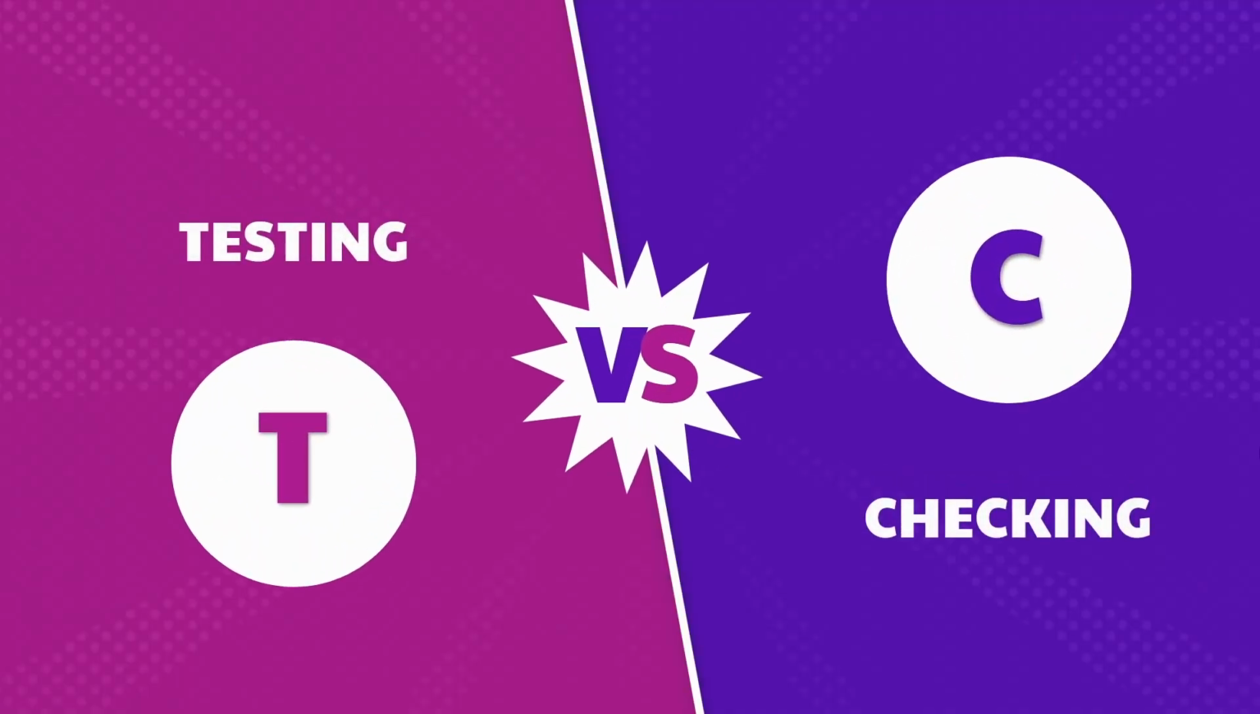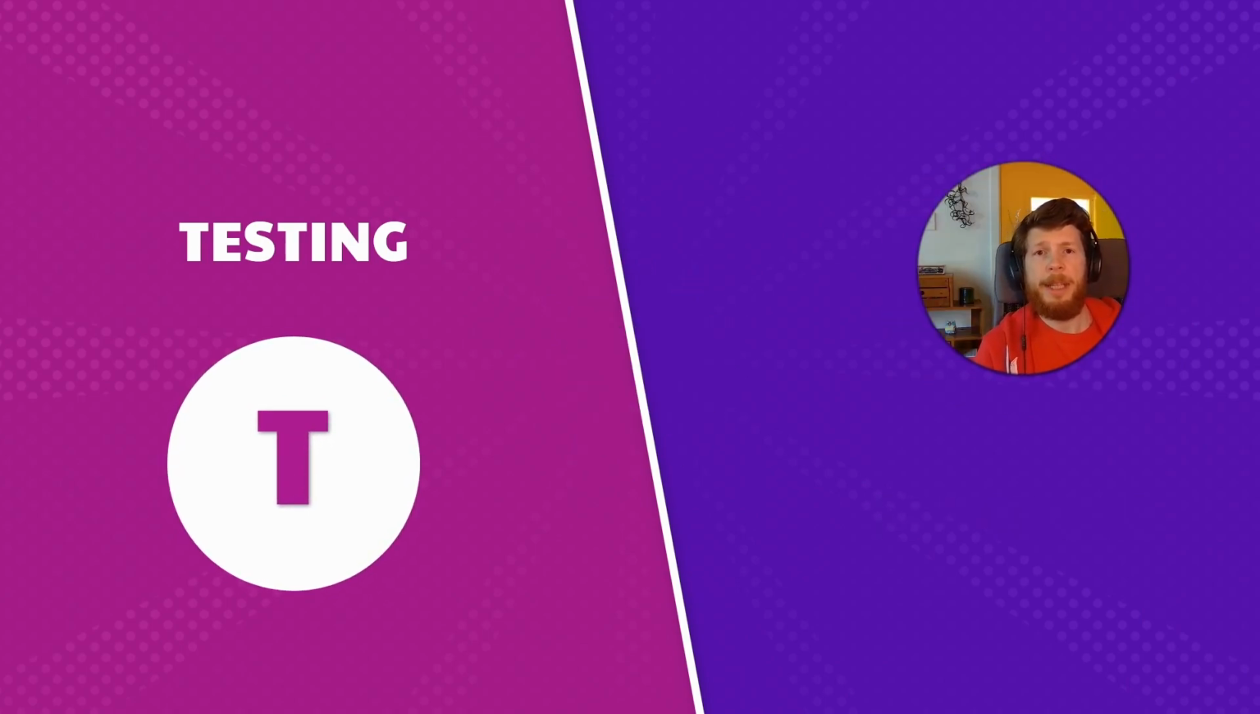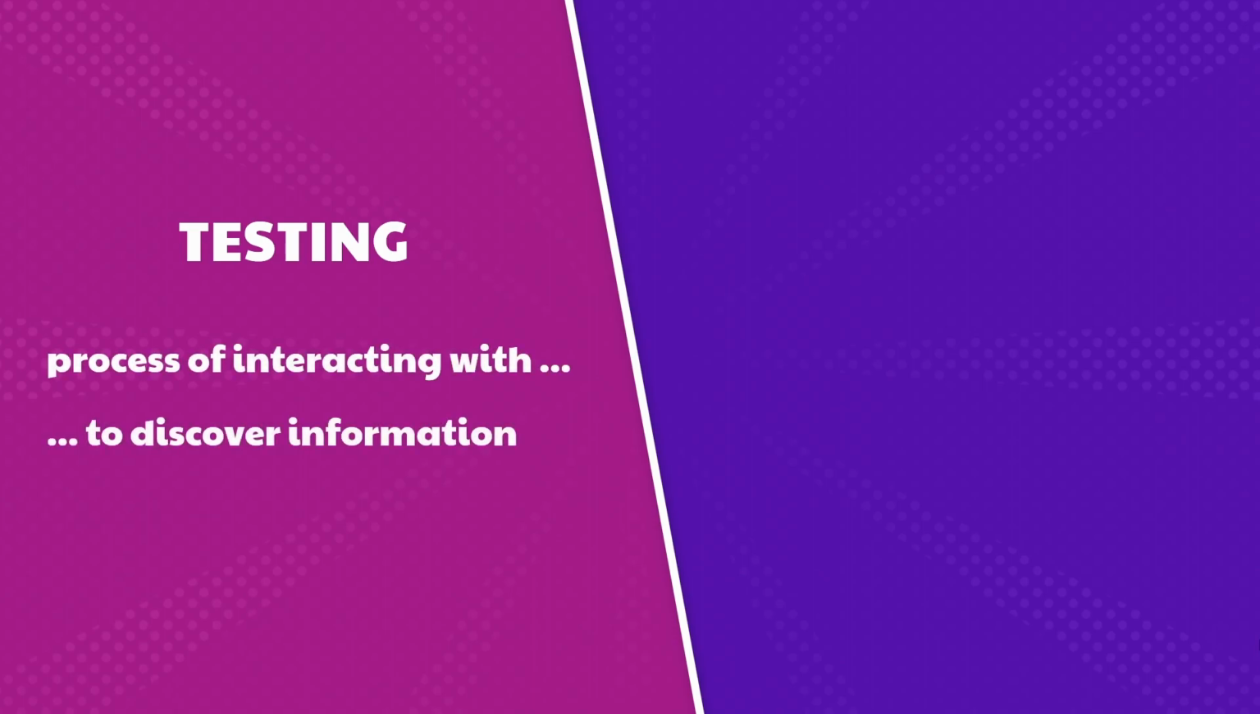Round 2. Testing and checking. Testing is something that happens during quality control activities. You could say it's an instance of quality control. There are many definitions of it. I will give you mine. Testing is a process of interacting with something in order to discover information about it. It could be anything really, product, software, process, object, anything.